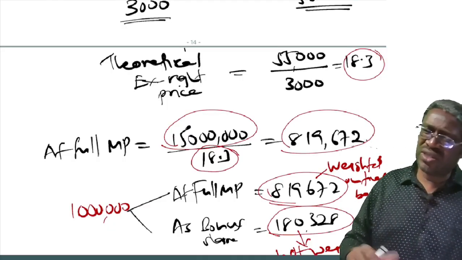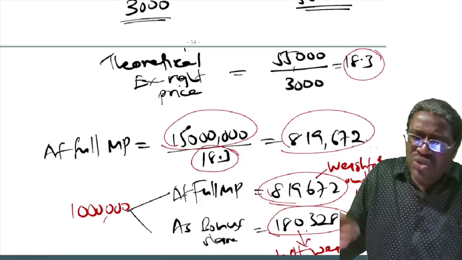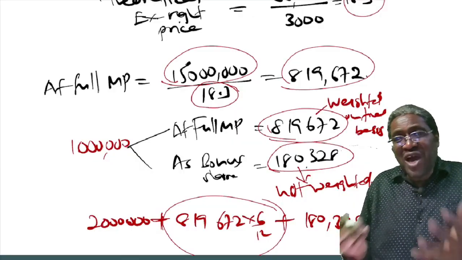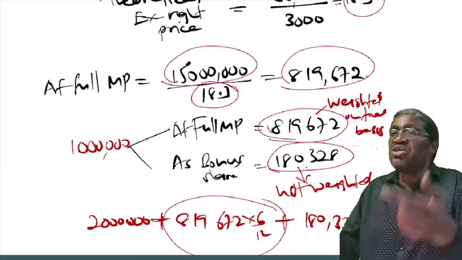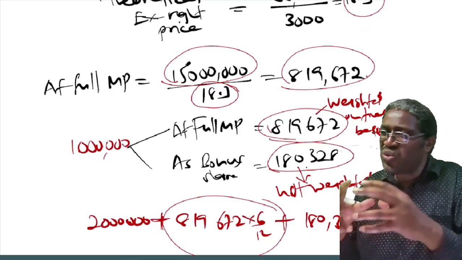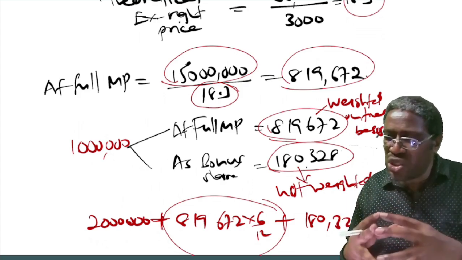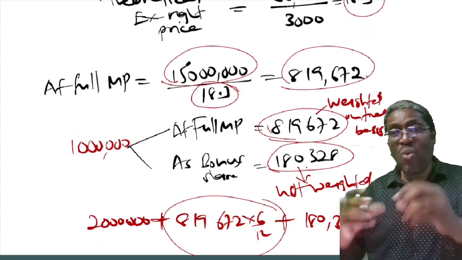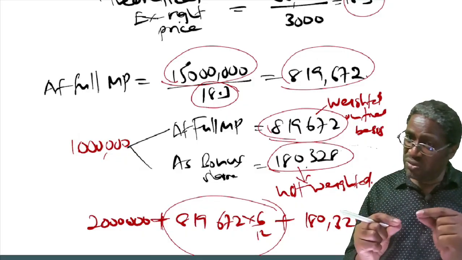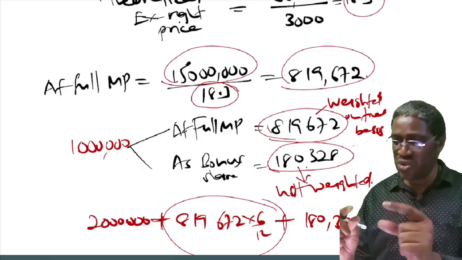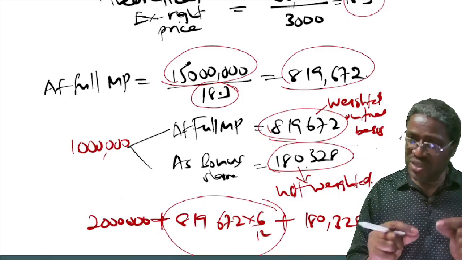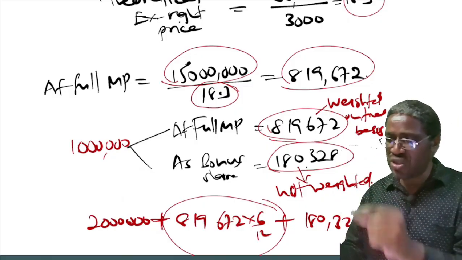So it is obvious that some of them were also given as free out of the 1 million. If out of the 1 million, 819,672 are considered to be issued at full market price, then it means the other 180,328 are the ones deemed to be issued as bonus. Once you separate the 1 million that way, now you know the rule of shares issued at full market price. The rule says they must be weighted. You know the rule of bonus. The rule says they are not weighted.